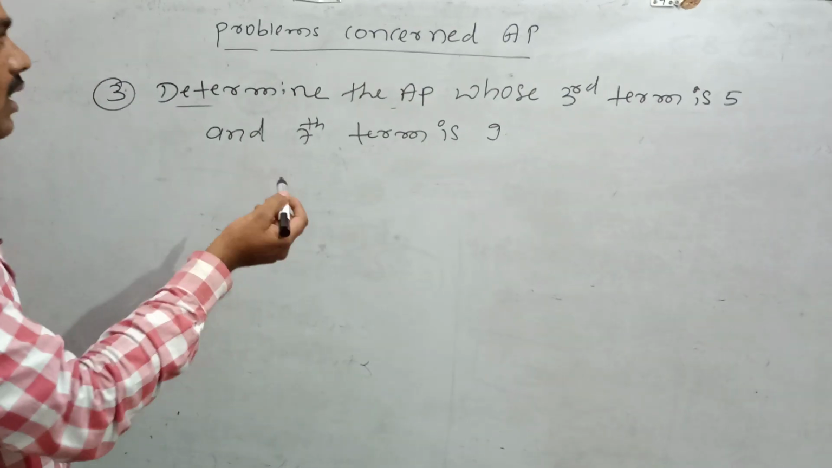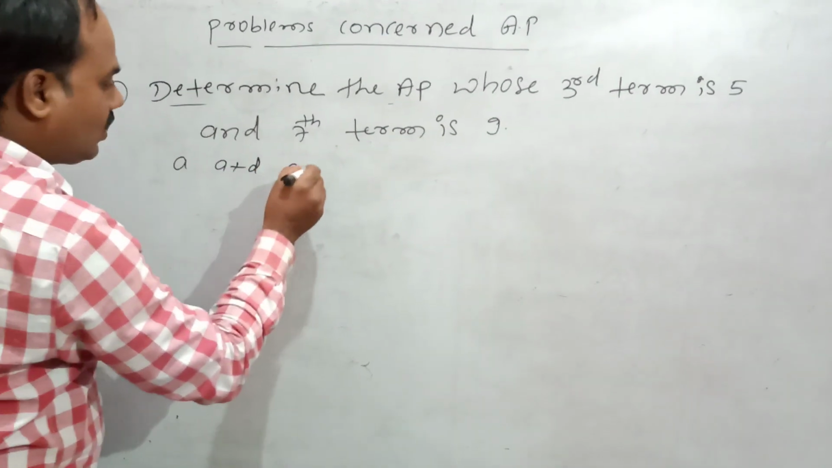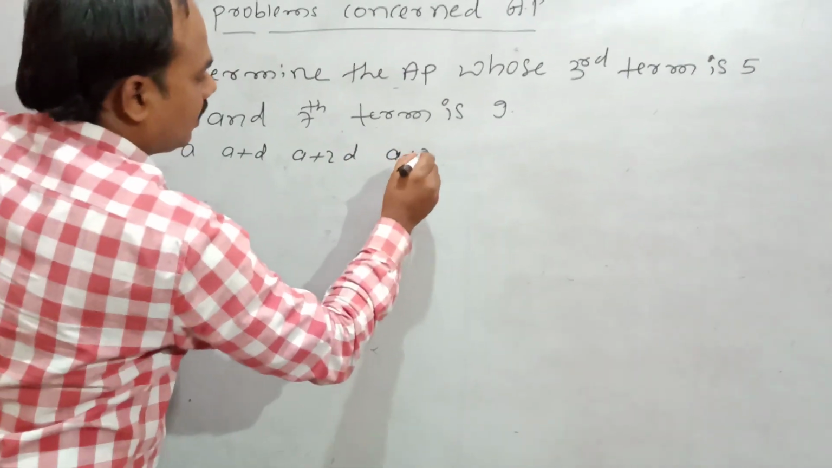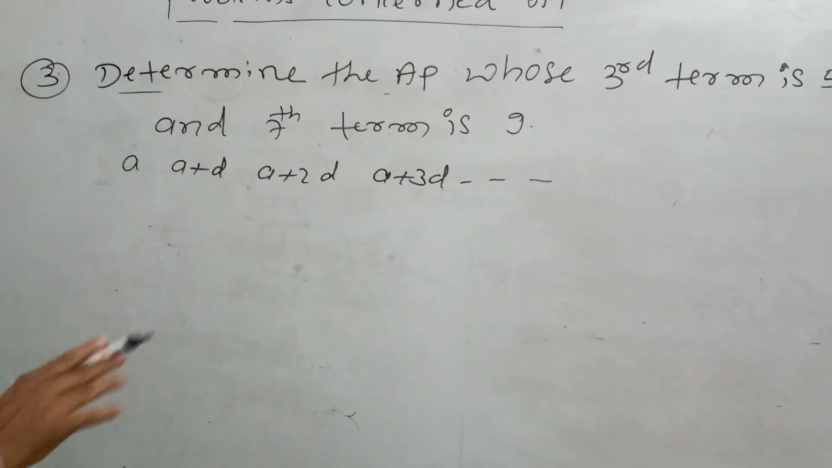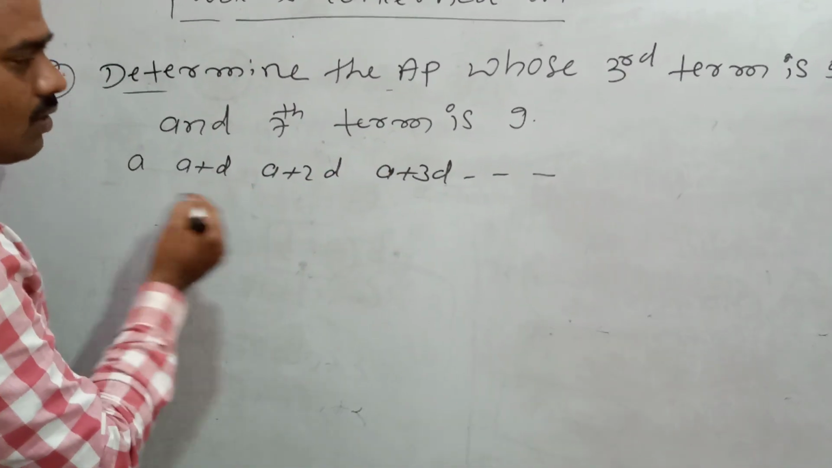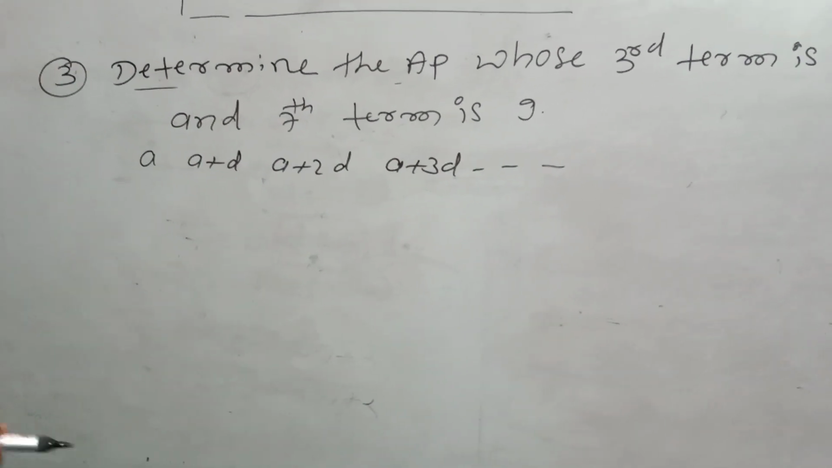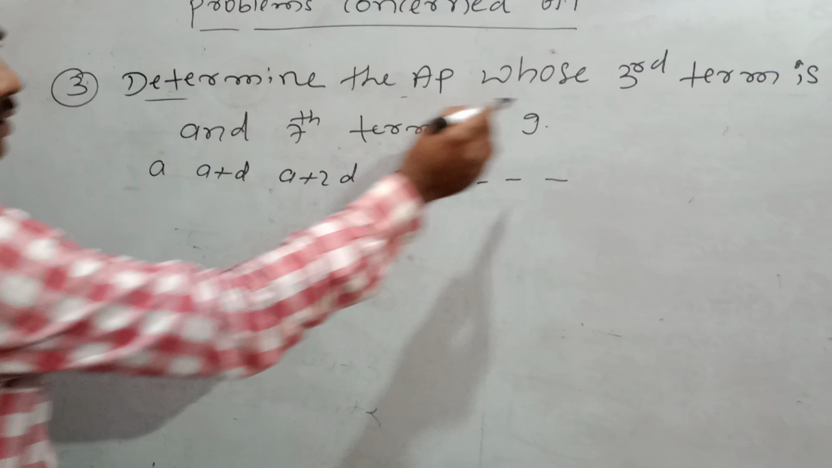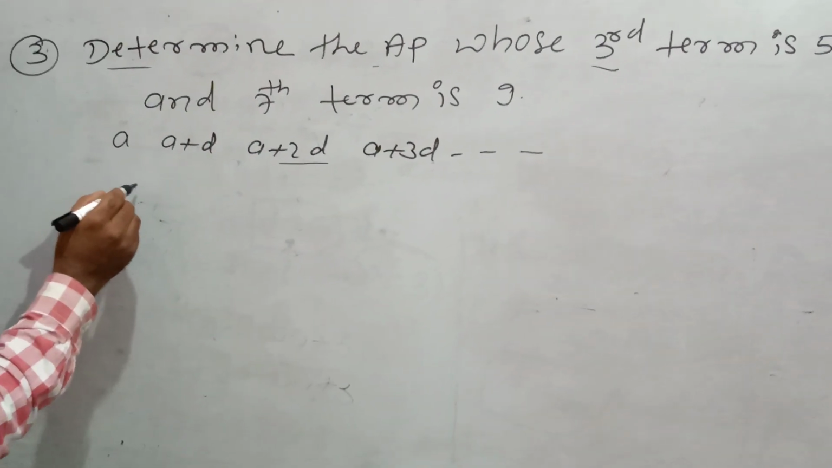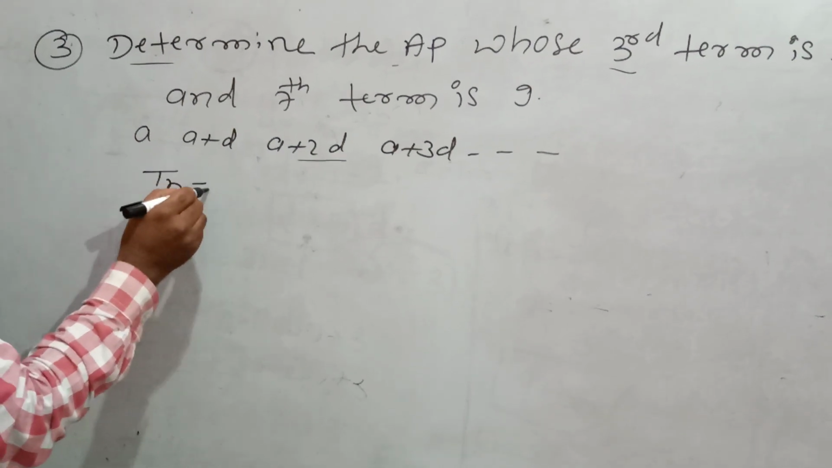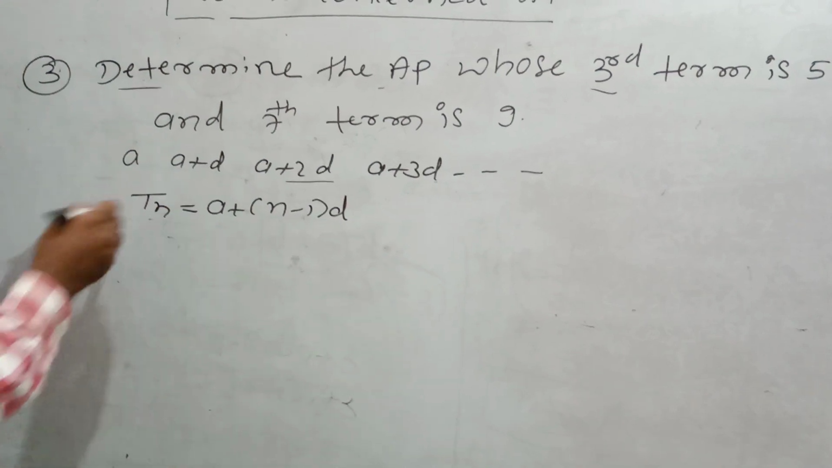AP means you know the standard form of AP: a, a plus d, a plus 2d, a plus 3d. In that form the difference is always constant. If the difference is constant, that is called an AP; you already know that. In the last class we discussed that. Okay, see, the third term is a plus 2d, or otherwise you can also write Tn equal to a plus (n minus 1) into d. You can use this formula also.